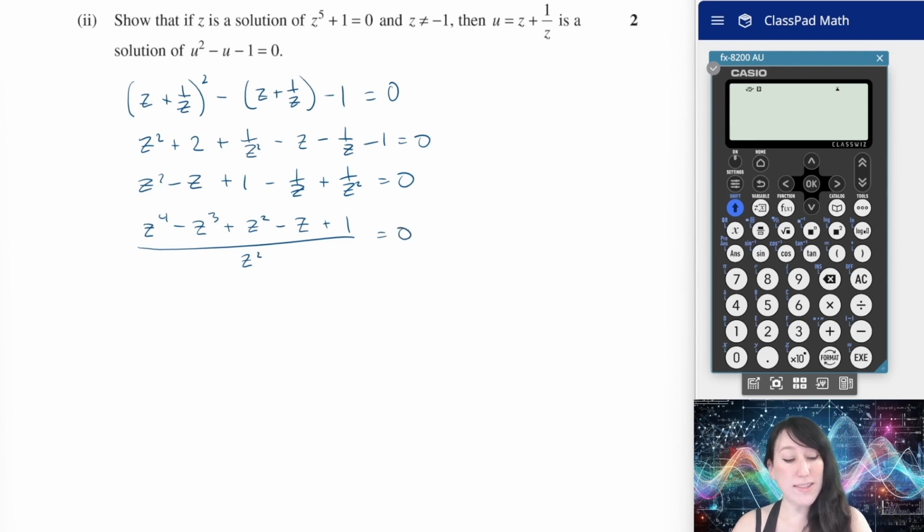Now, where does z to the fifth come in? Well, you may recognize in that numerator a special kind of factorization we see sometimes. If we multiply the numerator by z plus 1, it will simplify down to z to the fifth plus 1. So let's times the top and bottom by z plus 1.